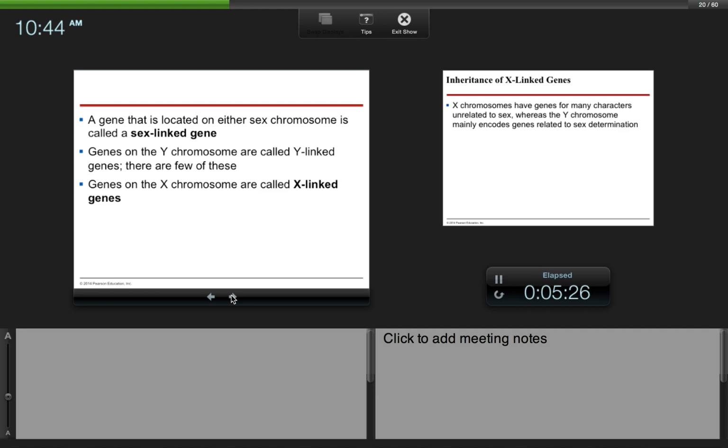A gene that is located on either sex chromosome is called a sex-linked gene. Genes on the Y chromosome are called Y-linked genes. There are a few of these. Genes on the X chromosome are called X-linked genes.